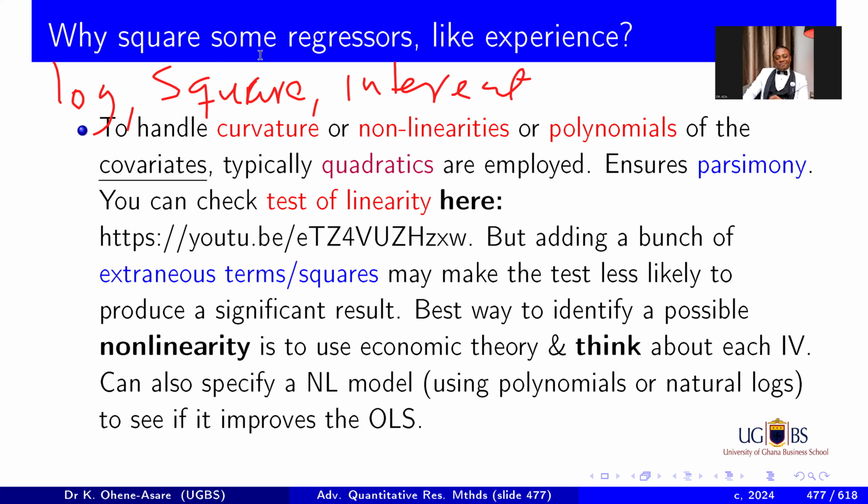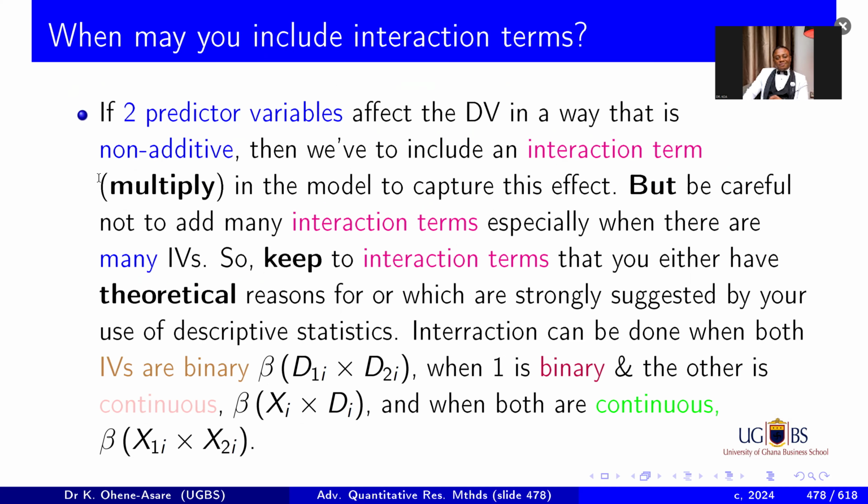You can interact, which means that you can multiply this variable and that variable. We've done something like that already between education and the dummy. We've done that already, so it's a way of interacting. Let's look at that last one for today: interaction. When do you do interaction? When do you include interaction terms?